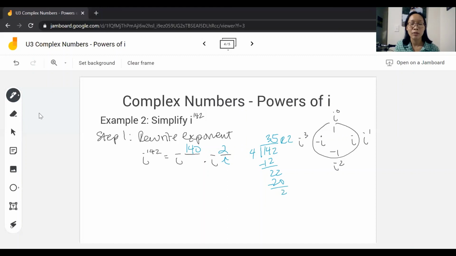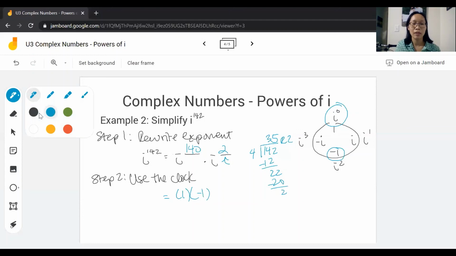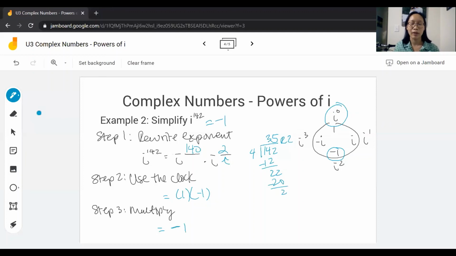In step 2, I use the clock. 140 is a multiple of 4, and any multiple of 4 will end in the 0 position, or be 1. And then i squared is negative 1. So then step 3 is to multiply. And I find that 1 times negative 1 is negative 1, which is my final answer.